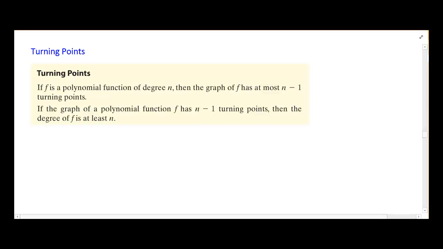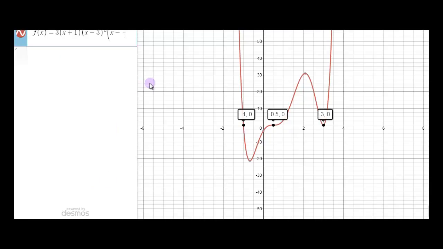So if I have a polynomial function of degree n, then it can have at most n minus 1 turning points. Let's look again at a graph we've been carrying through in some of our videos. This function right here was a 6th degree polynomial, so it would have at most 5 turning points, because 6 minus 1 is 5. That's what the turning point tells us: at most 5 places where it changes direction.